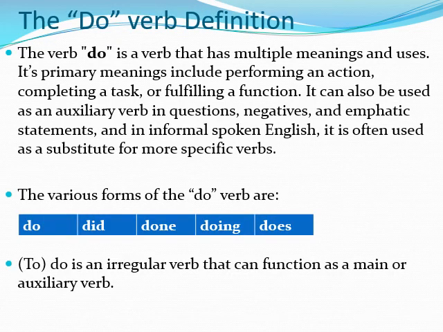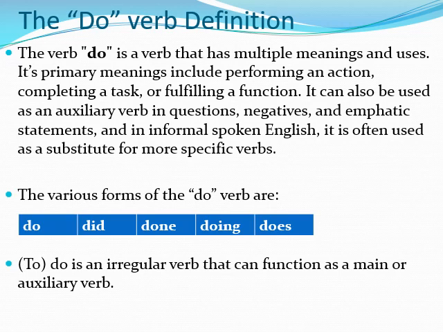Now we'll look at the definition of the verb do. Now, people sometimes get the verb do and the verb be confused. The main thing is that be is usually a characteristic, whereas do is an action.